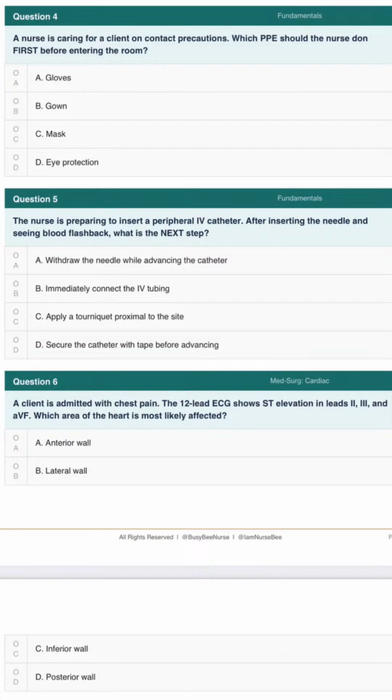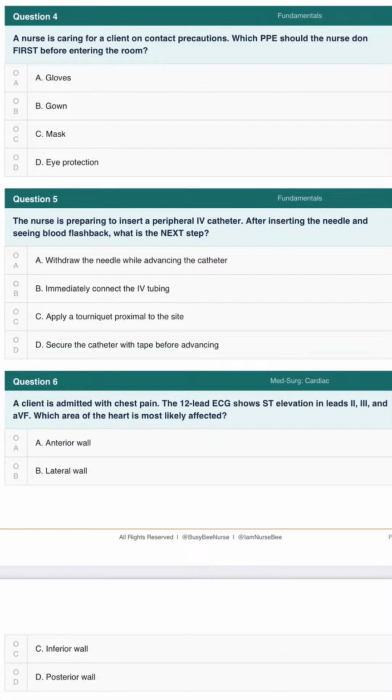Right? The answer is going to be A. You withdraw the needle while advancing the catheter. This is very, very important when you're starting an IV. The rationale behind this is after blood flashback confirms venous entry.